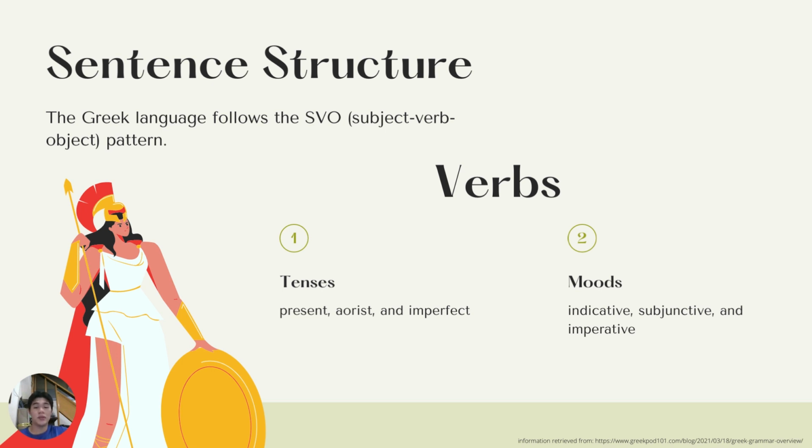For the moods, we have indicative, subjunctive, and imperative. Indicative presents the action or the event as something certain or real. An example of this is, again, I cook every day. The subjunctive mood presents the action or the event as something wanted, expected, or wished for. I want to cook every day. And the imperative mood may express a command, request, or desire, like cook now.